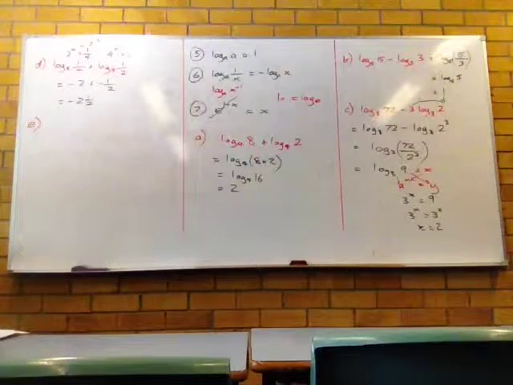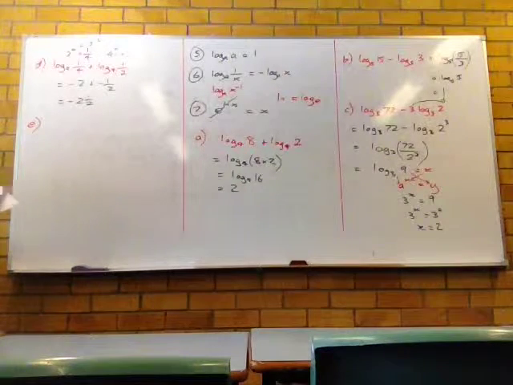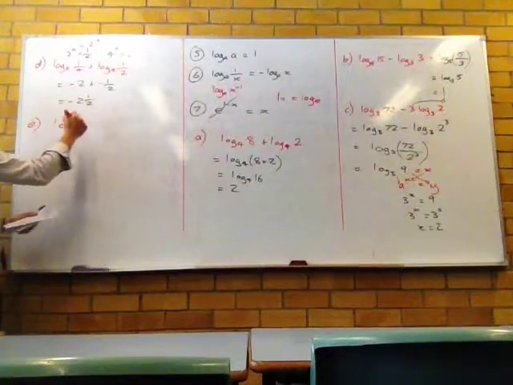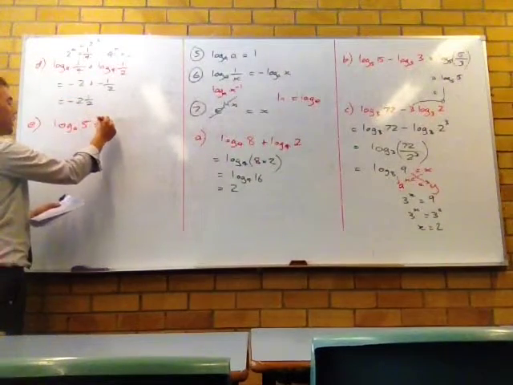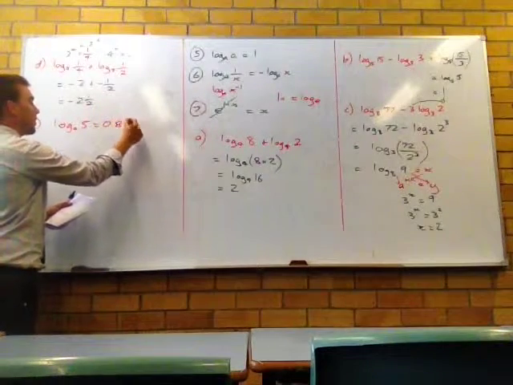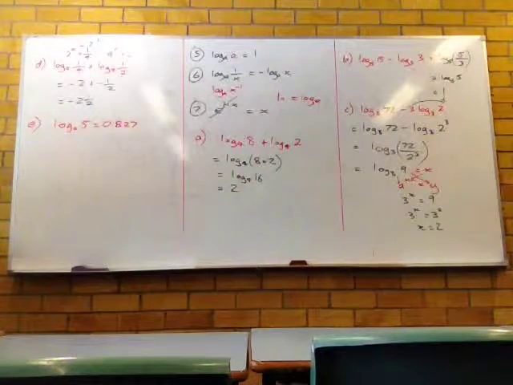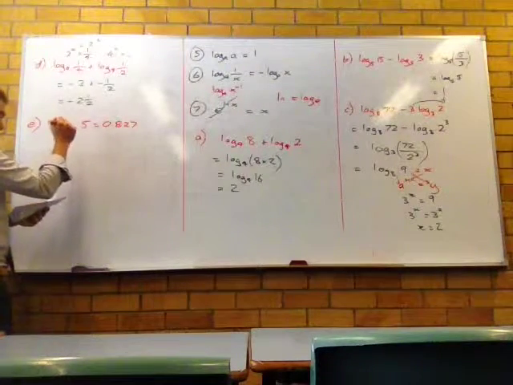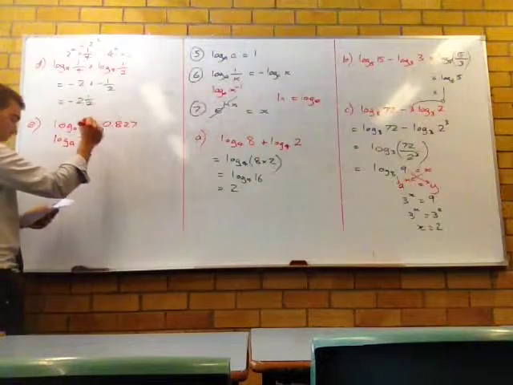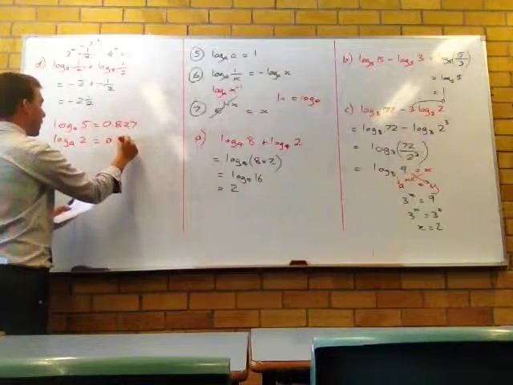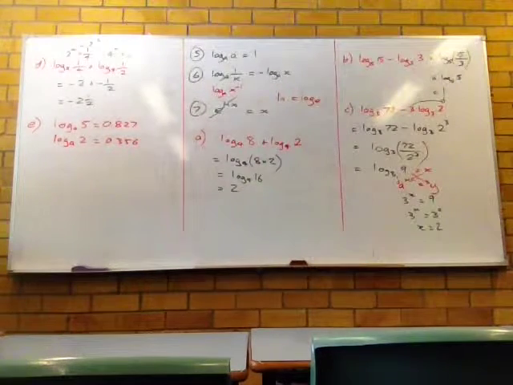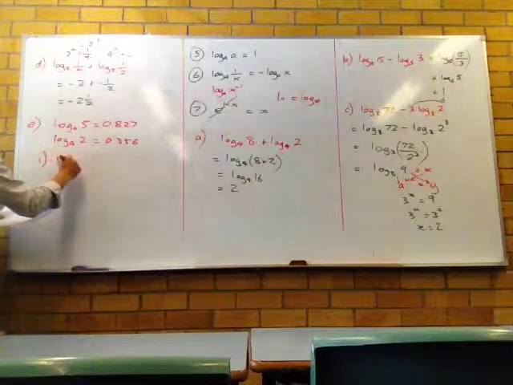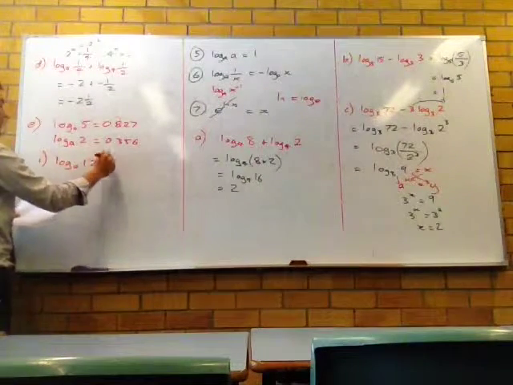Alright, another style question that I like asking you, and I'm pretty sure there's some in past HSC exams. So, if log base a of 5 is 0.827, so they'll tell you what they are when you don't know what the bases are, and log base a of 2 is 0.356. You need to find the value of the following. Log base a of 1.25.